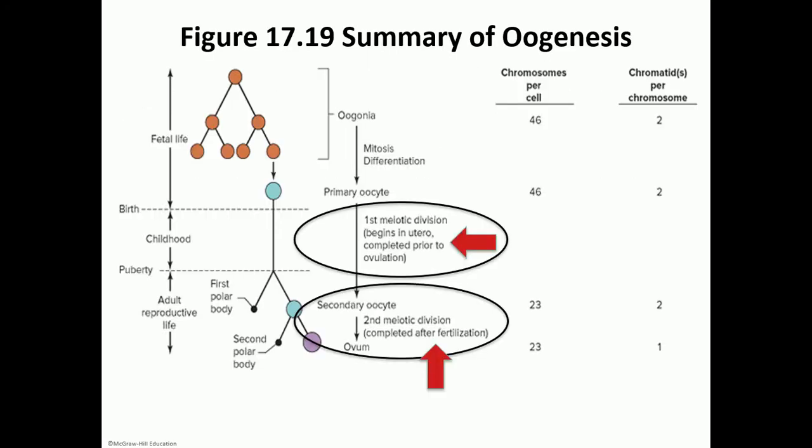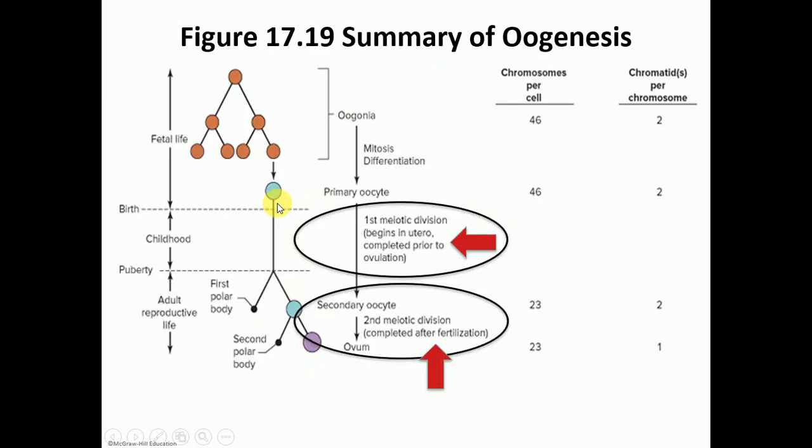So the summary of oogenesis in the eggs. We start off with oogonia, just like in spermatogenesis we started off with spermatogonia. And the way I remember it is that these cells are going to make us eggs, so oogonia are going to become eggs. These oogonia are, again, 46 chromosomes, 2 chromatids. You have to make lots of copies of these, so they undergo mitosis and differentiation into a primary oocyte. A primary oocyte still has the 46 chromosomes with 2 chromatids.